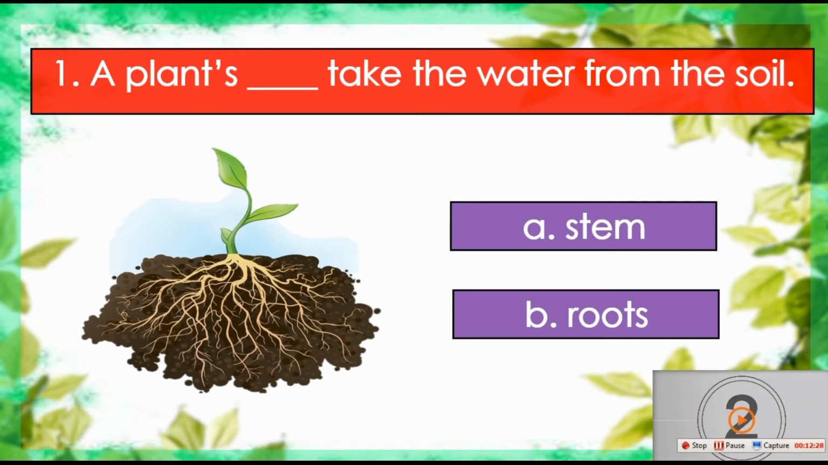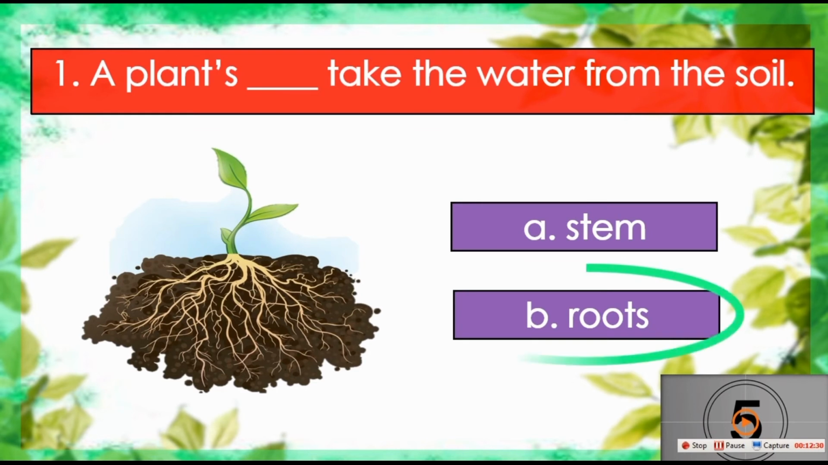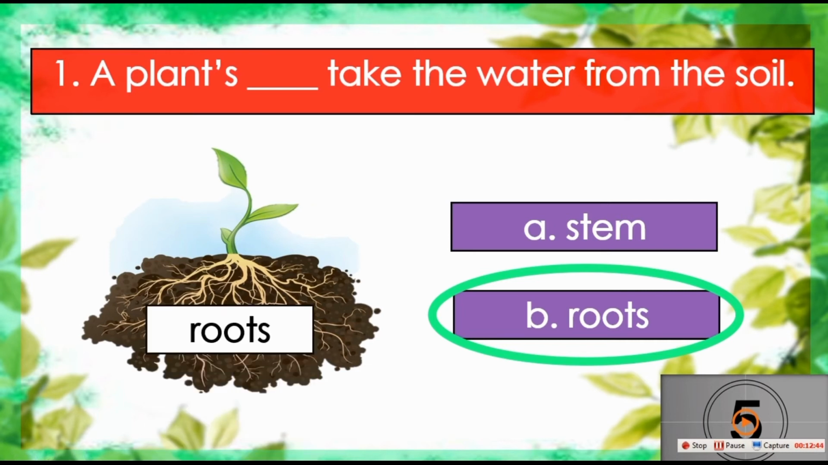Okay, so our answer is letter B, roots. Roots take the water from the soil and it will go through the stem and go to the leaves.